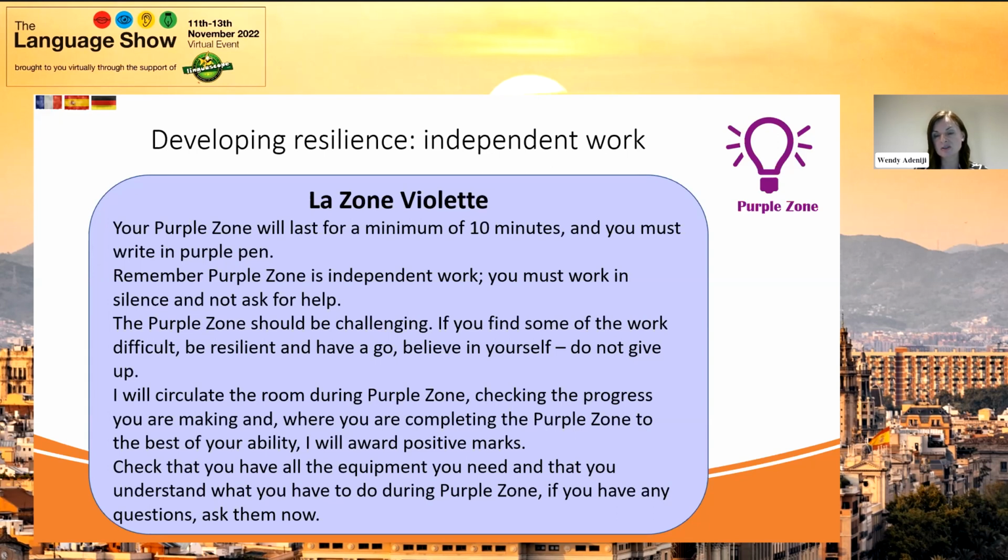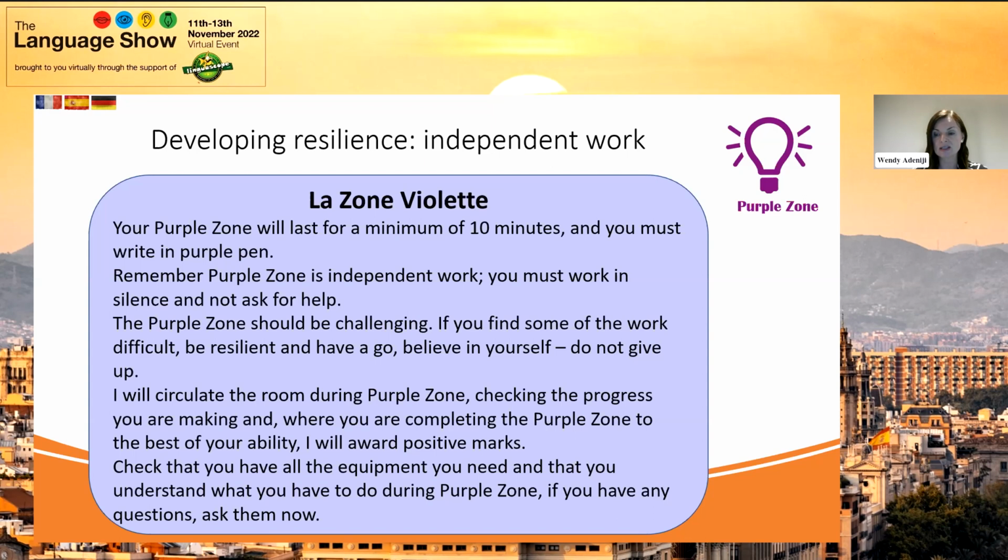And as long as students have been well prepared for an activity during a lesson, going into the purple zone means that for at least a minimum of 10 minutes, and this can build up over time as they get older, they have to do a piece of completely independent work without any support from the teacher or from each other. So the teacher should circulate, have a look at what they're doing, but it's not there to answer questions. And this is good practice for what students will eventually have to do in an exam situation.